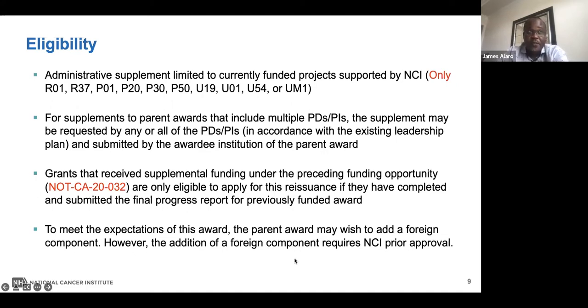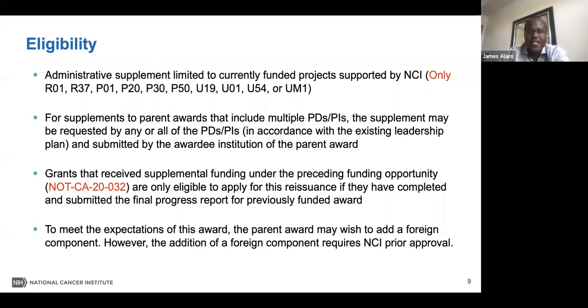As we say, we expect you to add global population data or samples, and sometimes when you're adding a global population and you didn't have a foreign component in the parent award, it would be important for you to add a foreign component. This question came up quite a bit in the last issuance, so we decided to address it. We want to remind you that as a parent awardee, you're allowed to add a foreign component, but you require prior approval from NCI.